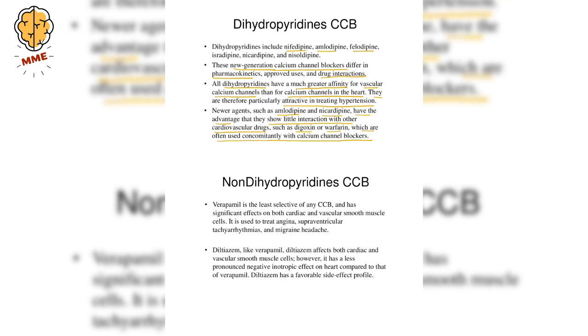Now, the non-dihydropyridines. Verapamil is the least selective of any CCB and has significant effects on both cardiac and vascular smooth muscle cells. It is used to treat angina, supraventricular tachyarrhythmias, and migraine headaches. Diltiazem is another non-dihydropyridine which affects both cardiac and vascular smooth muscle cells. However, it has a less pronounced negative inotropic effect, which is the effect on the force of the heart's contraction, compared to that of verapamil. Diltiazem has a favorable side effect profile.